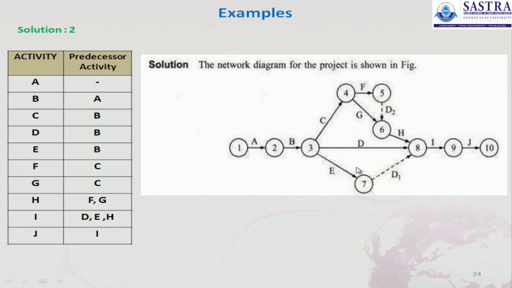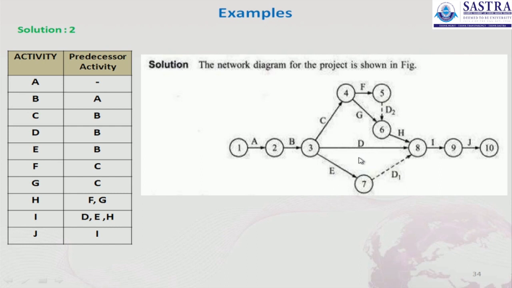Then the activity H is based on the predecessor activities F and G. So from F and G we have to get the activity H. But from node 4 to 6 we have activity G, while from node 4 to 5 and 5 to 6 we don't have any activity here. So we have to draw dummy activities here. So 5 to 6 is called D2 here. From D2 we have to draw a network which is H. That H is identified as node 8. And then the next activity is based on the predecessor activities D, E and H.